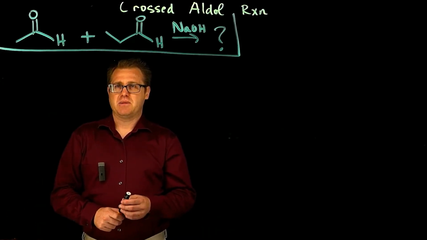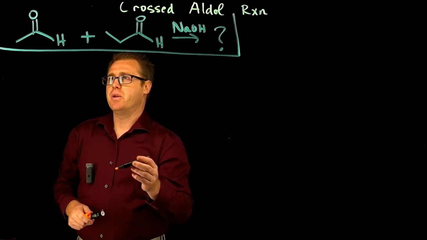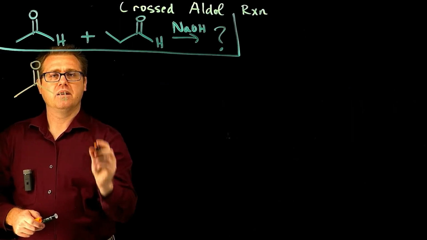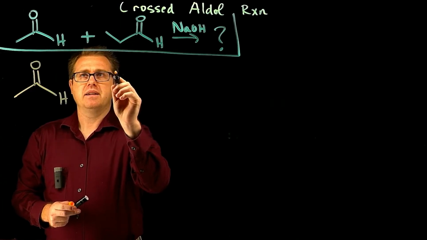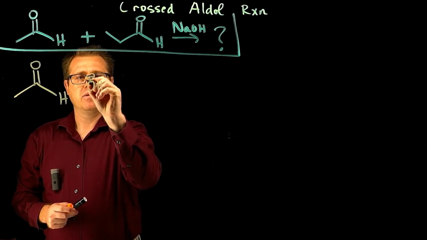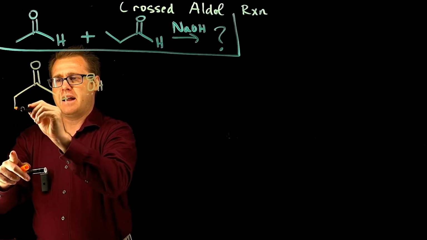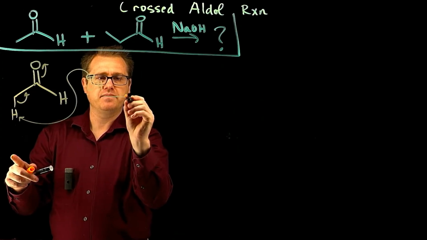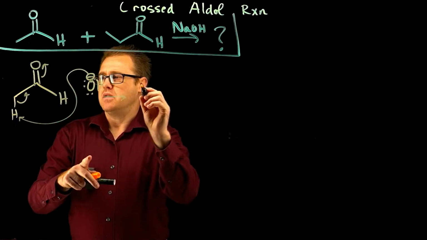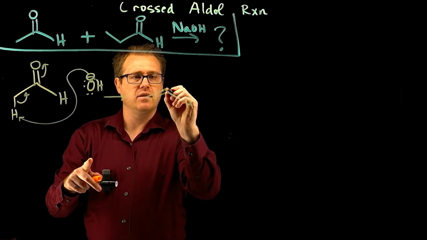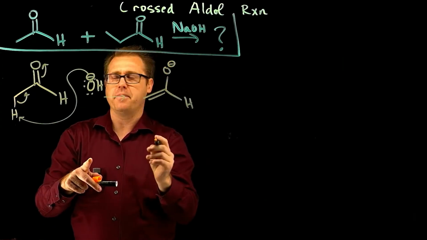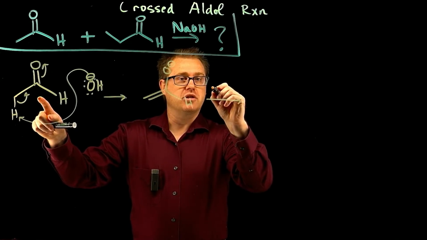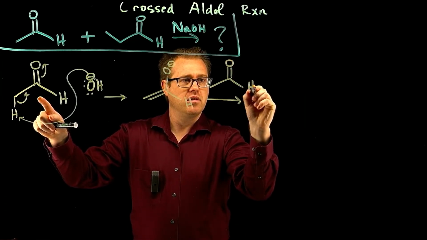So there's going to be 4 different types of products here, and I want to show you those. What if we had the aldehyde right here, and we treat it with some base, and we have an alpha proton here that's going to come in and abstract that to form our enolate, which would look like this. And then we would treat that with another molecule that looks just like it, like that.